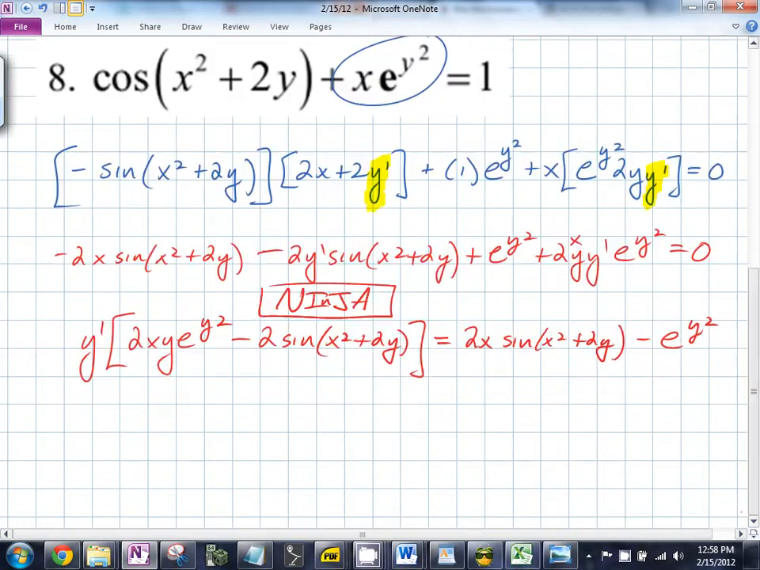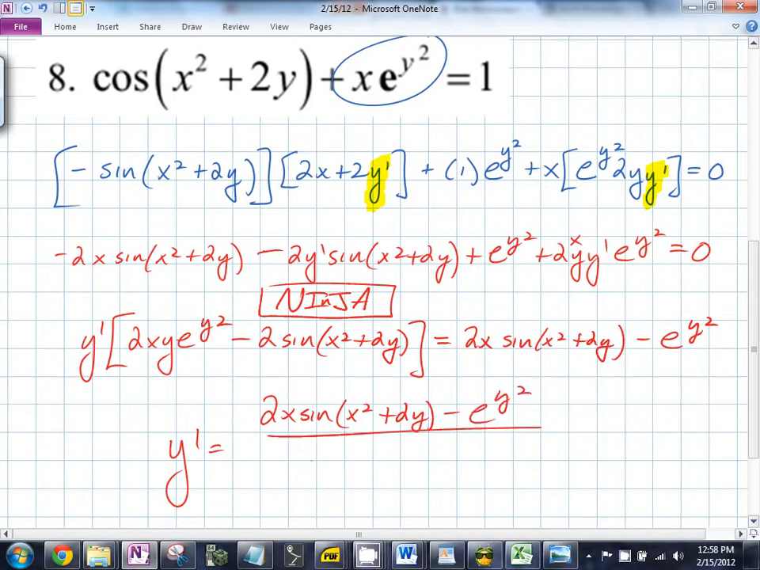So now do we have y prime? Yeah. Y prime is going to be equal to 2x sine of x squared plus 2y minus e to the y squared, all over 2xy e to the y squared minus 2 sine of x squared plus 2y. And you're done.